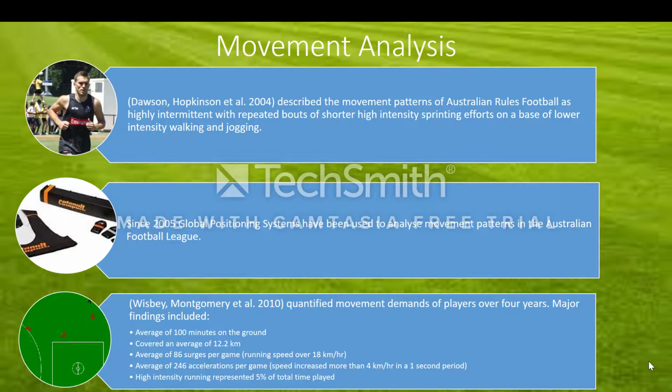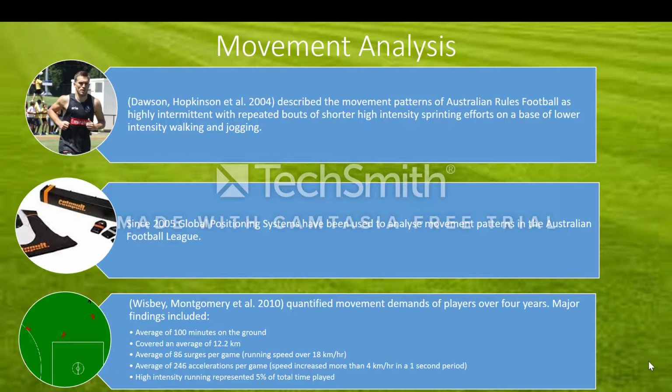In 2005, GPS was introduced into the Australian Football League and has slowly filtered down into the minor leagues. The use of this technology has enabled sports scientists to more easily quantify the demands of the game. A study by Wisbey and Montgomery tracked the movement of elite AFL players over 4 years. The major findings of the study were that players spent an average of 100 minutes on the ground per game, covered an average of 12.2 kilometres, and had an average of 86 surges per game.